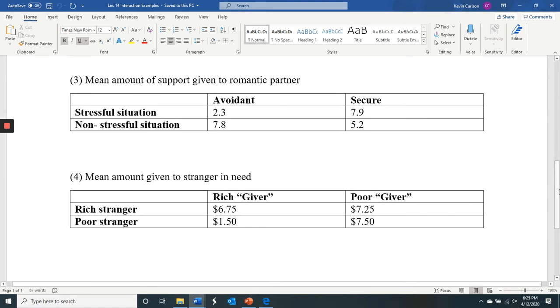And then in this study, the DV is the mean amount of support given by the partner. And then we have an IV and a PV. So the IV is a stressful situation versus not stressful. So we bring people in the lab and we just have a relaxing situation and we watch the couple together, versus we have a stressful situation. We stress out the partners and see how they interact with each other.